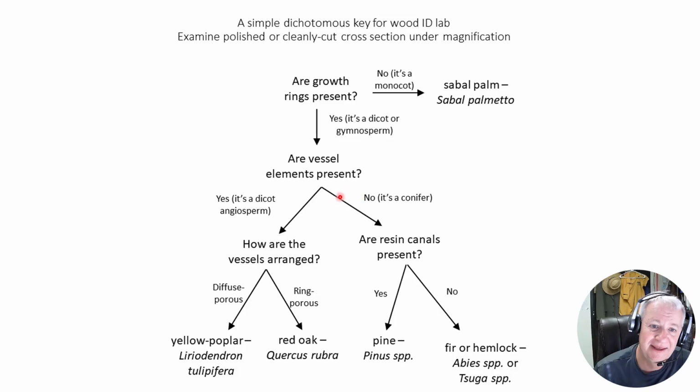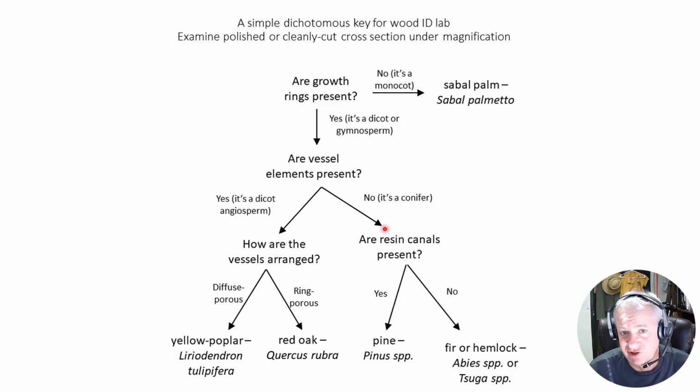If you've determined that it's a dicot angiosperm, look at how those vessels are arranged. Are they diffuse porous or ring porous? In our unknowns, we have one diffuse porous species, and that's yellow poplar. If it's ring porous, we have one ring porous unknown, and that's red oak.